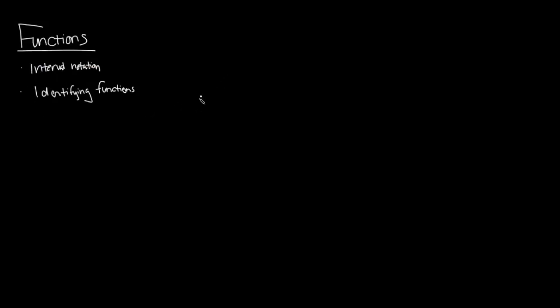So what is interval notation? Interval notation is basically a number line, alright? So it goes for however far. We can say this is 5, and we can say this is -1. We can say this is 0 or something.